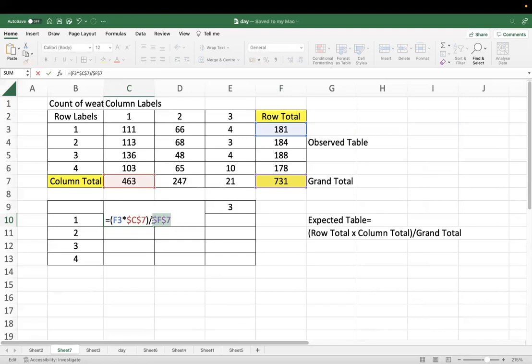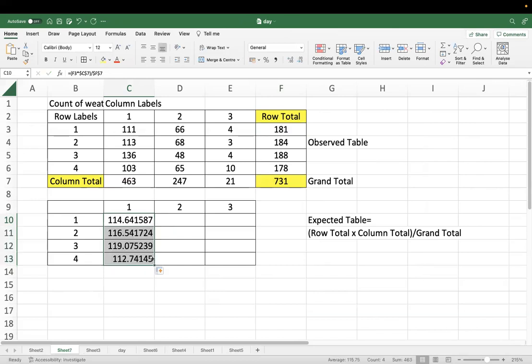I'm going to drag the formula vertically. It is equal to open bracket row total multiplied by column total divided by grand total. Because I am dragging vertically, the column total is fixed for all the vertical cells. Similarly, the grand total is fixed. So I am pressing Fn plus F4, absolute cell referencing. Now I got 114.68. Now I will drag this formula down.